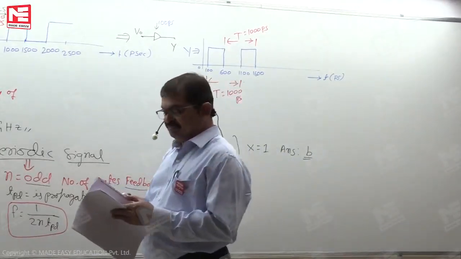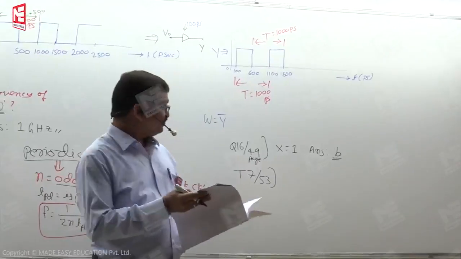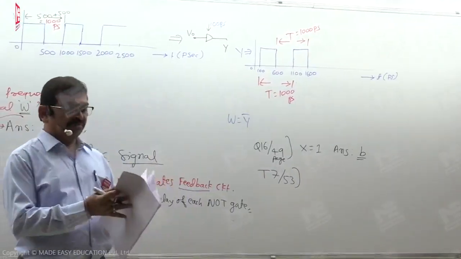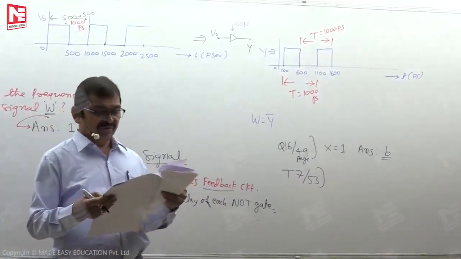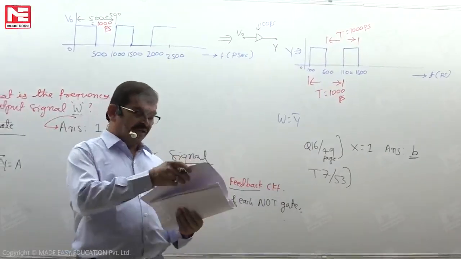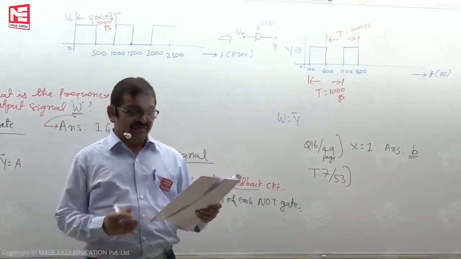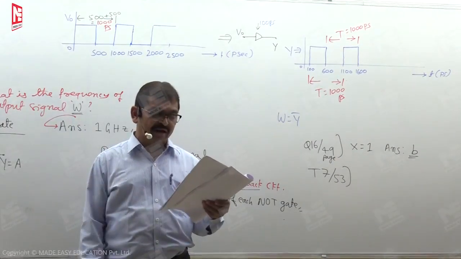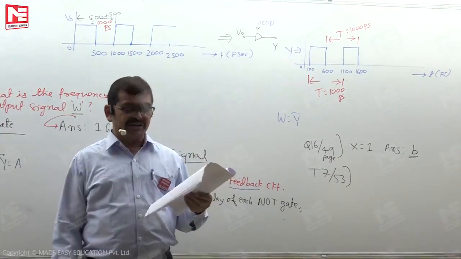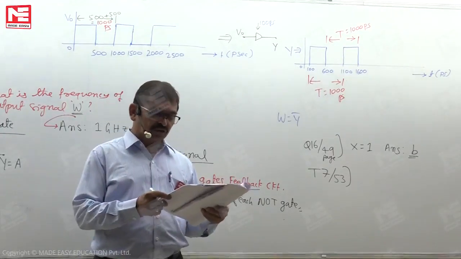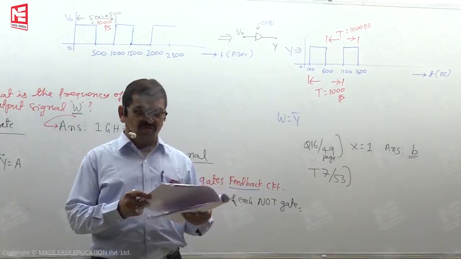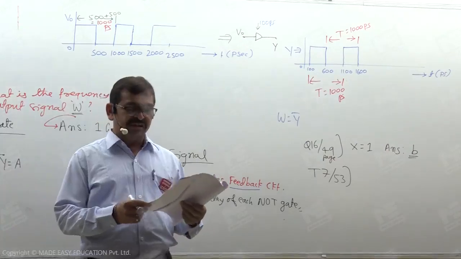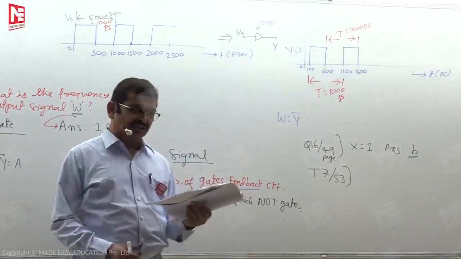And similarly, if you come to page number 53, we have a question here. In this question, NOR gates are connected in a feedback loop. 5 NOR gates are used. We are looking at the question: what is the frequency of the output waveform, assuming each NOR gate has a propagation delay of 10 nanoseconds?